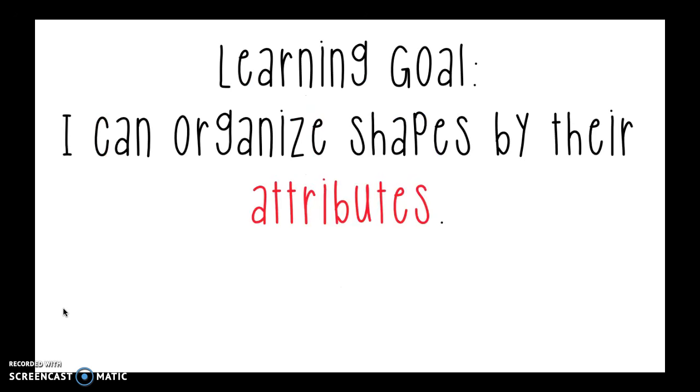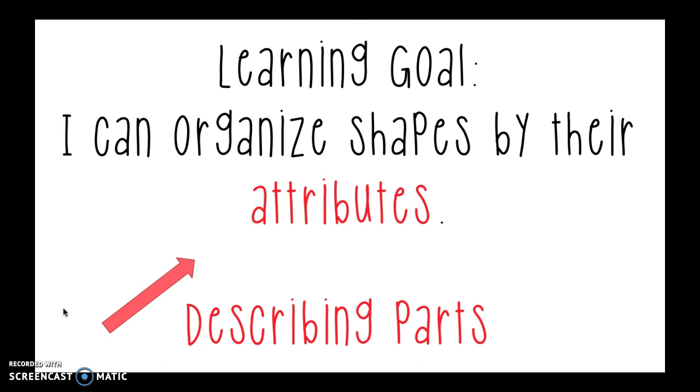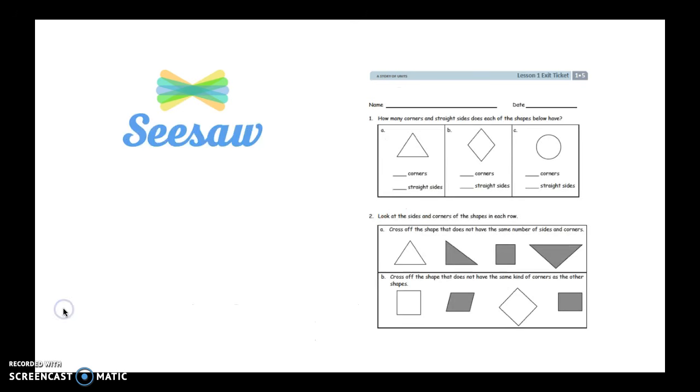Friend, our learning goal says I can organize shapes by their attributes. And again, the attributes are just the describing parts, the things that I can describe about them so I can explain them better. We've done such a great job today.